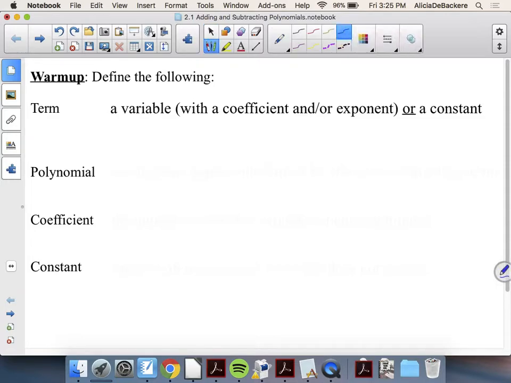But a term could be something like negative 3x squared. So this is an example. Here I have a variable and it has a coefficient and an exponent. That's okay. Or another example could be just the number 5. That is a term. Or another example could be x to the power of 3. That would be a term. Or I could just have a coefficient and a variable, so something like 2x. Okay? So all of those are examples of terms.